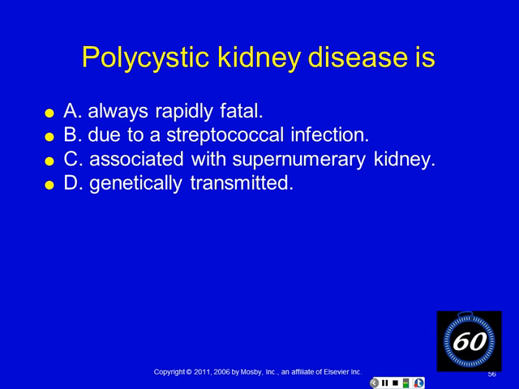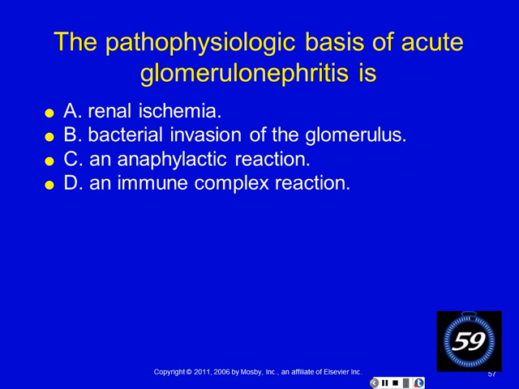All right. Correct answer here is D. Polycystic kidney disease is genetic. It's autosomal dominant. So, you have like a 50% chance of giving it to an offspring. All right. The pathophysiologic basis of acute glomerulonephritis is which of those things?